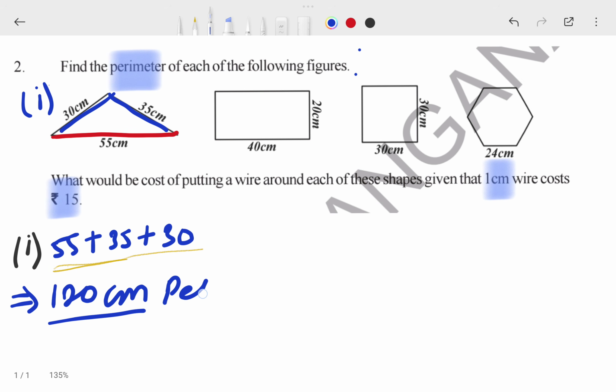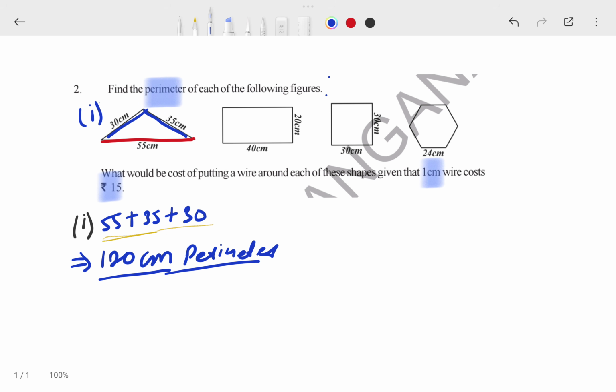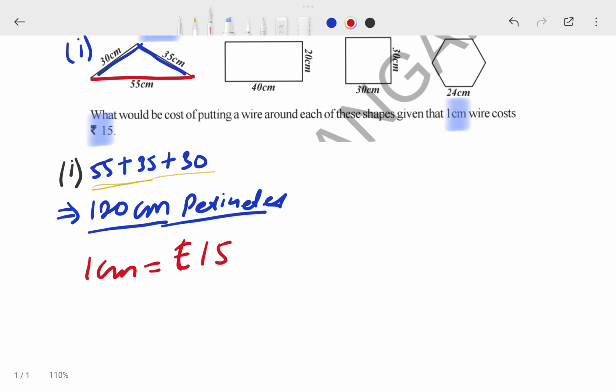This is our perimeter. Now it says that if you put 1 centimeter of wire, the price is 15 rupees. So if you put 120 centimeter of wire, then just multiply by 15. What will be the price? Let's see.